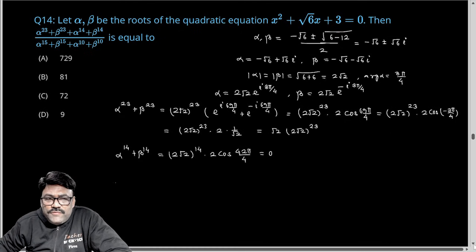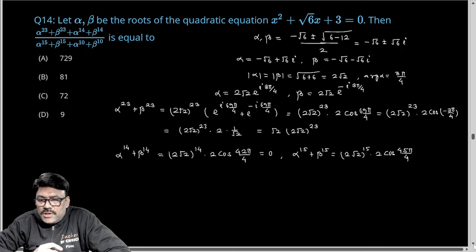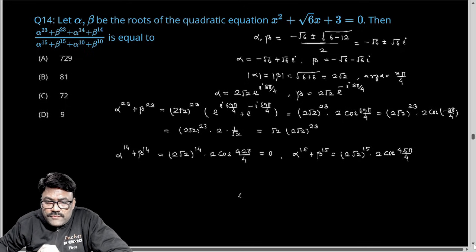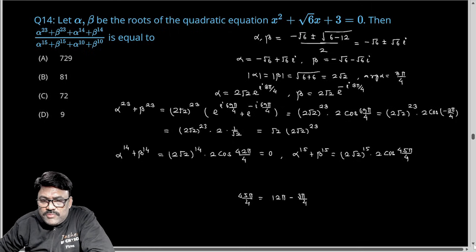Now let's find alpha raised to 15 plus beta raised to 15. So this will be 2 root 2 raised to 15, 2 cos 45 pi by 4. And 45 pi by 4 is the same. 45 pi by 4 is 48 means 12 pi minus 3 pi by 4. 12 pi effectively disappears. The same thing I will get here.